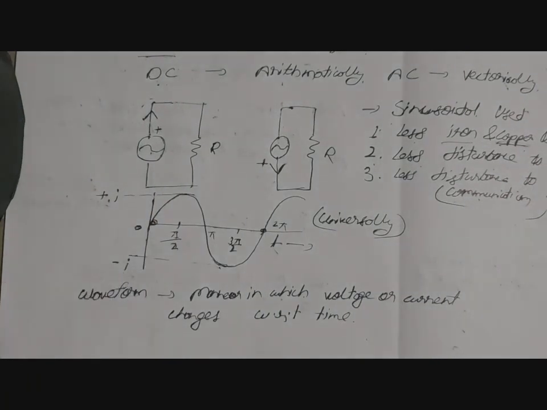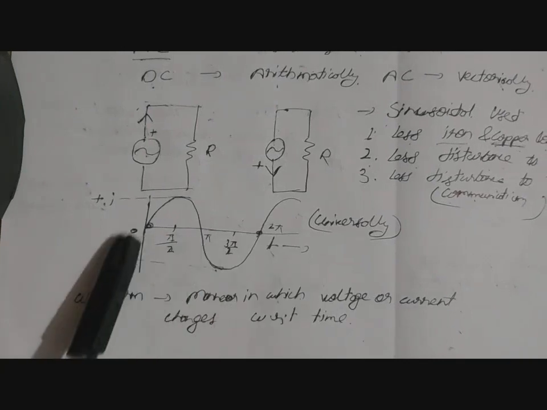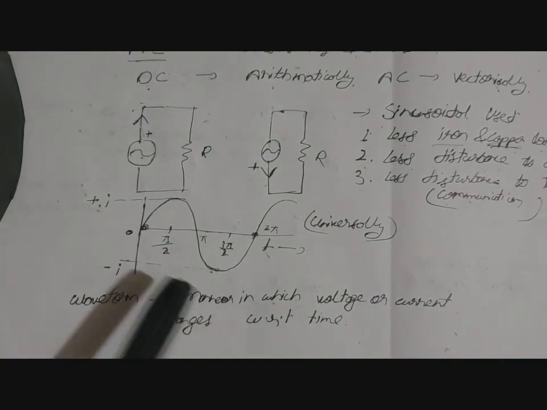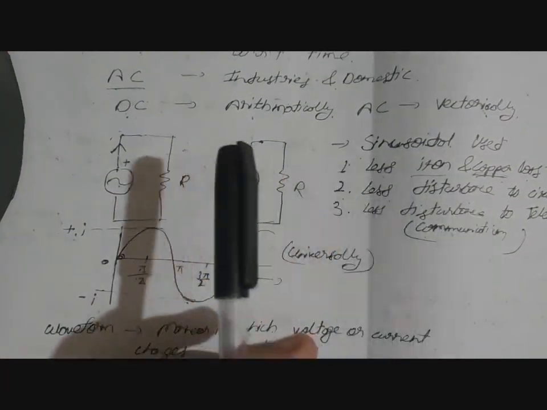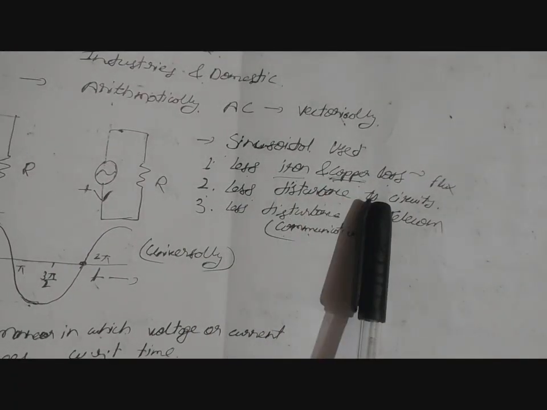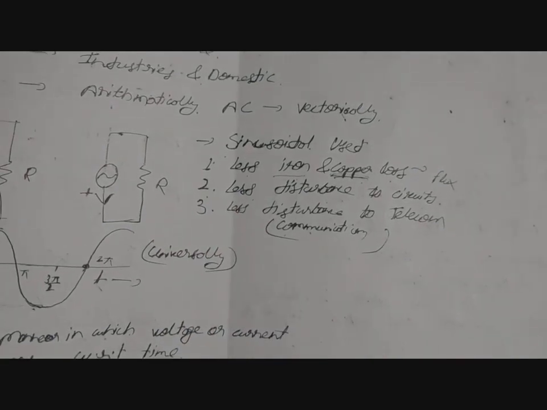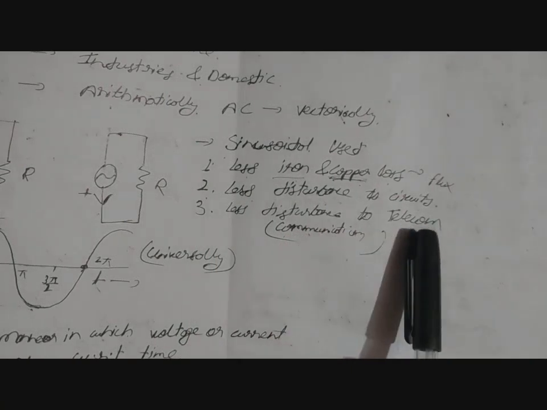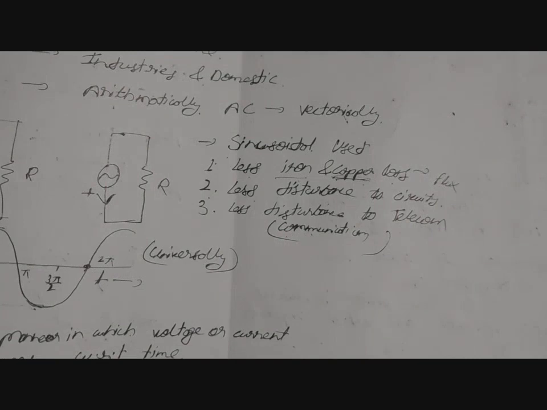So why are only sinusoidal waveforms universally taken for AC purposes? There are three reasons the sinusoidal is used. First, less iron and copper loss, which means flux. Second, less disturbance to circuits. And third, less disturbance to telecom, meaning communication. These are the three reasons that sinusoidal waveforms are used.